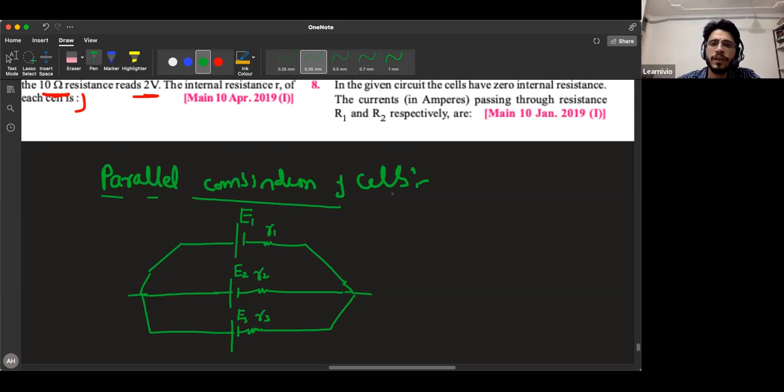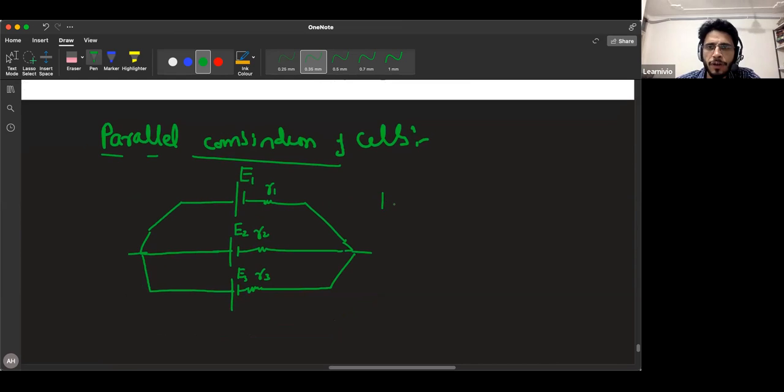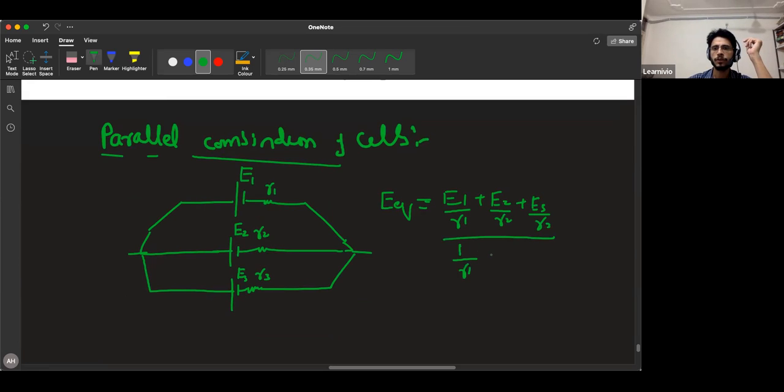I need the equivalent EMF of the cell. For equivalent EMF, you can either use Kirchhoff's law for this problem, but if you want to save time, you can write E equivalent as E1 by R1 plus E2 by R2 plus E3 by R3, divided by 1 by R1 plus 1 by R2 plus 1 by R3. This is case 1.